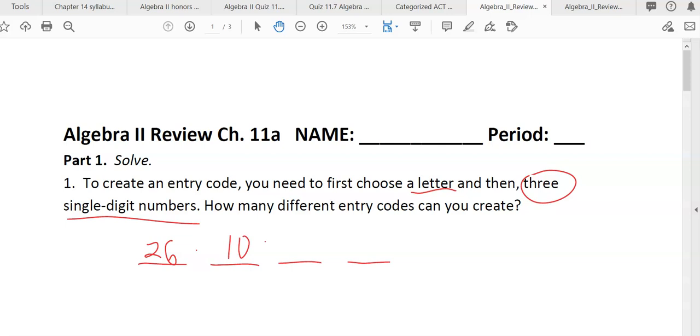And it seems like we can repeat. It doesn't say anything about no repeating. So you would just multiply that out in your calculator, 26,000.